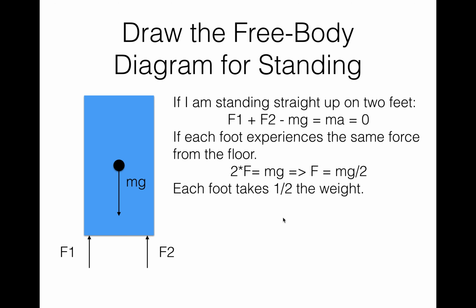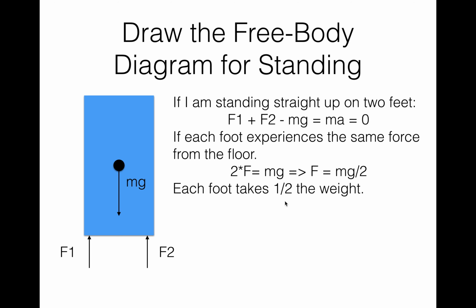Okay, so if you've applied Newton's laws, then you've summed the forces. There are only forces acting in the vertical direction, either up or down. So you've summed the forces, F1 and F2 acting up, minus mg acting down, and that's equal to ma. But since I'm just standing here, the acceleration is 0, so that's all got to be equal to 0.